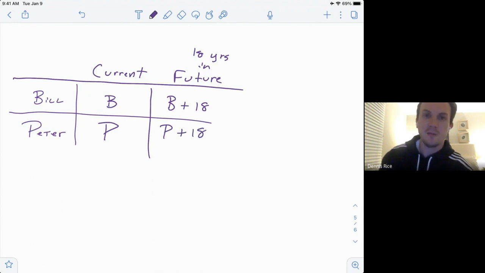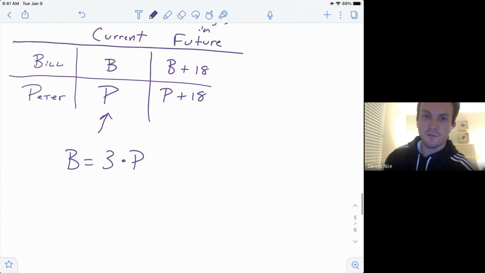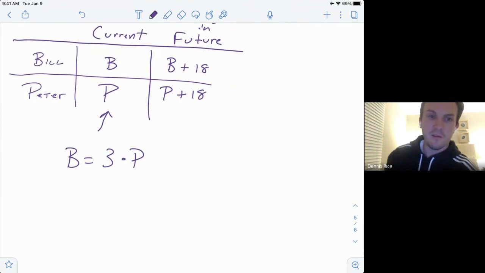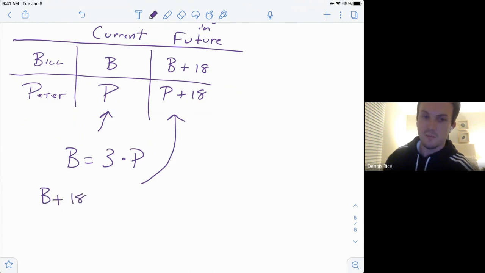Now this table just makes the translating part a little bit easier. Currently, for that sentence, I'm using this one: currently, Bill is 3 times Peter's age. I think we're all good with those translations. But this is the one we have trouble with: 18 years from now, Bill will be twice Peter's age. So 18 years from now in this equation, I'm using this guy. 18 years from now, Bill is not B anymore. I don't want to use just B, but I want to use his future representation of B plus 18. He'll be double Peter's age.